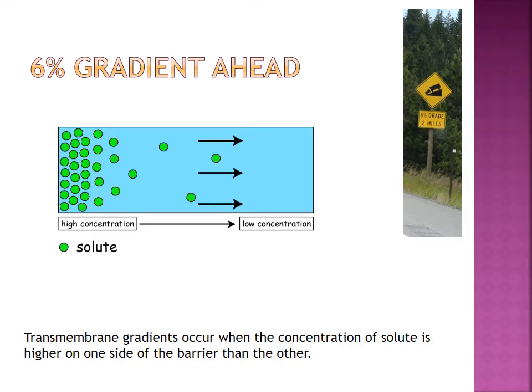All right, so you've got these molecules. Individual molecules. Doesn't matter what they are. Solutes. You have solutes and solvents. The solvents, what the solutes are dissolved in to create a solution. In this case, we have on one side a whole bunch of solutes. Lots and lots and lots of them. On the other side, not very many. This forms what's known as a gradient. You're going to have a high concentration on one side, a low concentration on the other. If there's a membrane in between, it's called a transmembrane gradient.